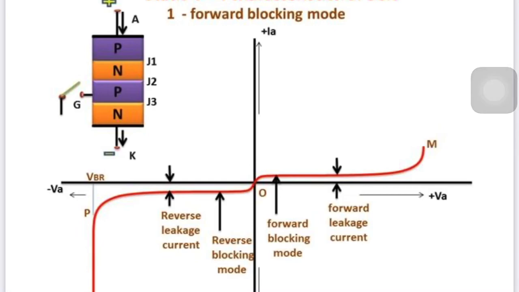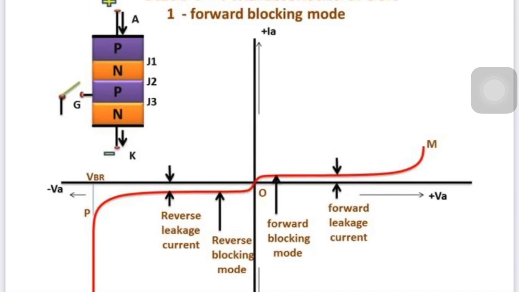At point M there will be avalanche, a breakdown of J2, which happens by increasing the anode to cathode voltage, with no gate terminal signal given, and that is called the forward conduction mode. So from O to M is the forward blocking state, and it has some leakage current, because J2 is still not turned on and not broken down. J2 has a depletion layer, it is not broken down, but we try to increase the anode to cathode voltage up to the point M.